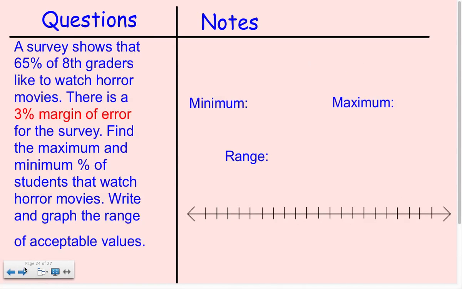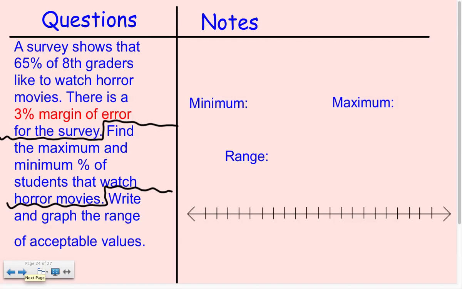A survey shows that 65% of 8th graders like to watch horror movies. There is a 3% margin of error for the survey. So there's our situation. I'm going to block that off. Find the maximum and minimum percentage of students that watch horror movies. So that's what we're trying to find. And then write and graph the range.